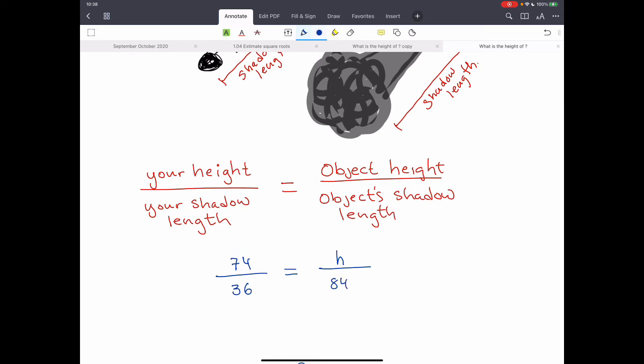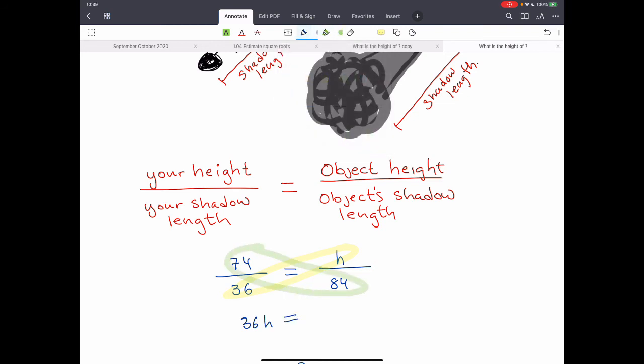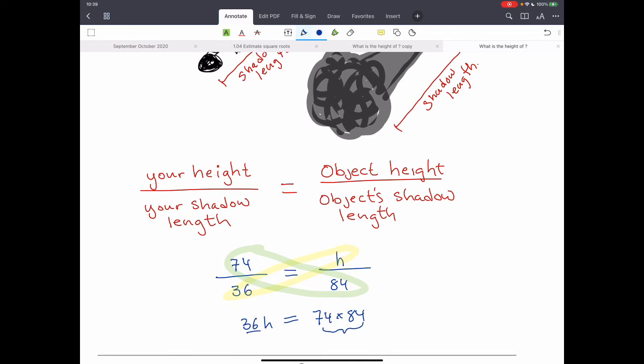From here, we can solve the proportion, and a popular way to do that is by cross multiplying. So we'll have 36h equals 74 times 84. Your job will be to solve that equation for h. So we'll simplify this side, and then we would divide both sides by 36.